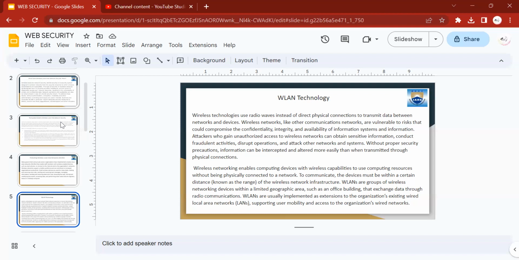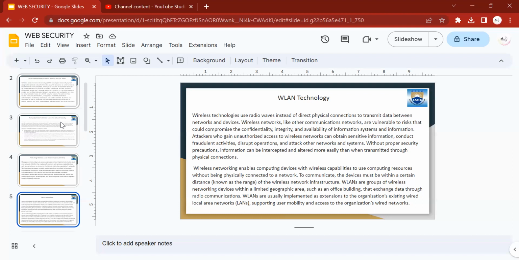Wireless networks enable computing devices with wireless capabilities to use computing resources without being physically connected to a network. To communicate, the devices must be within a certain distance of the wireless network infrastructure. Wireless local area networks are groups of wireless networking devices within a limited geographic area, such as an office building. They exchange data through radio communications.